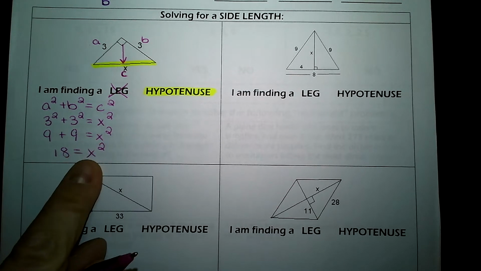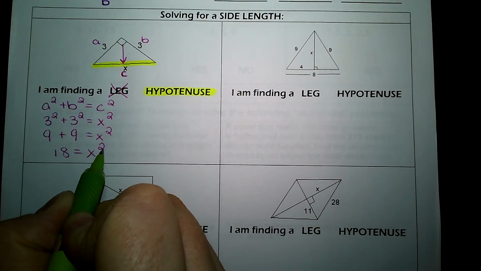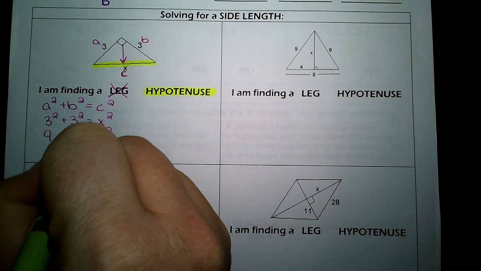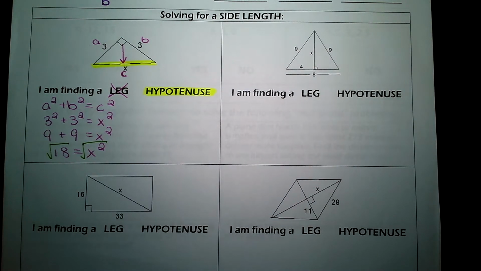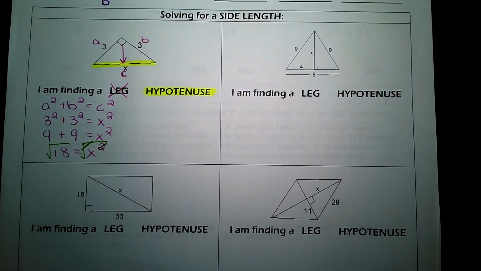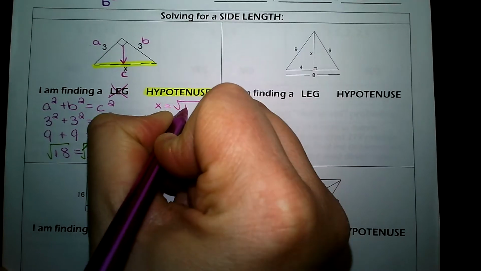And now we have to get X by itself here. Now, this is a big deal for a lot of students. They tend to forget a lot. We've seen this throughout the year. When we are trying to get rid of a square, we need to use its inverse. Its inverse is called a square root. A square and a square root cancel each other out. So we have the X, the hypotenuse, is equal to the square root of 18.